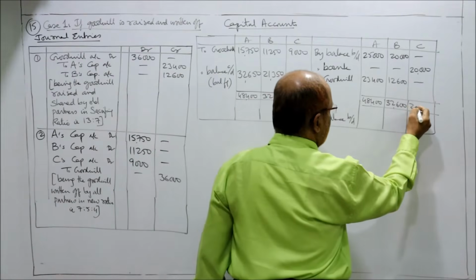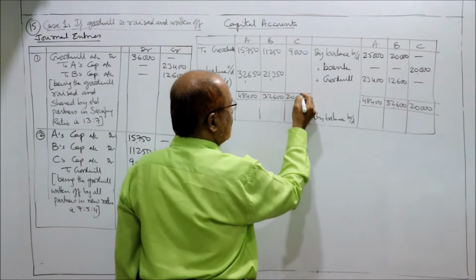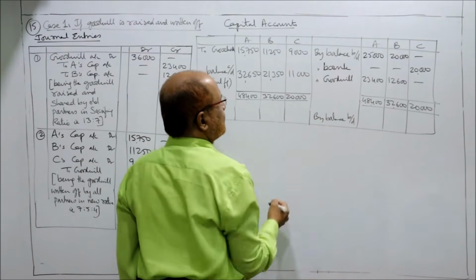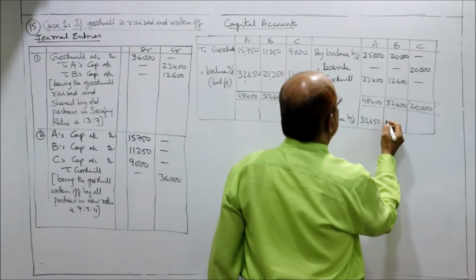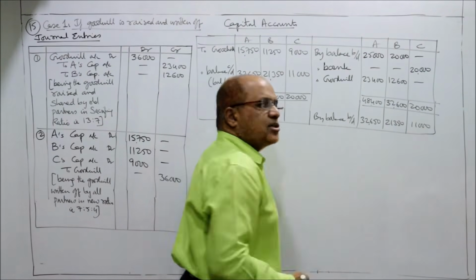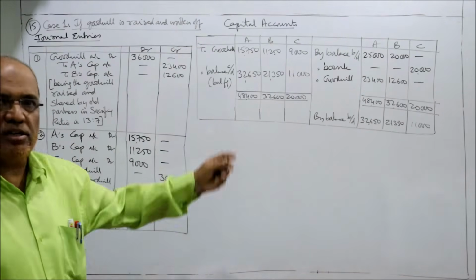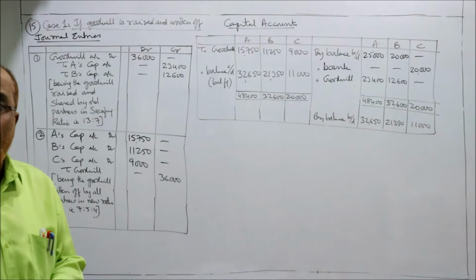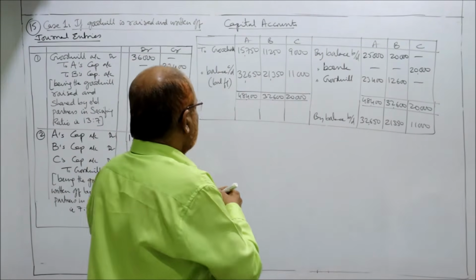Here the total is 20,000. 20,000 minus 9,000, 11,000. That's all. It is asking you to make the journal entries and ledger accounts. This is the journal entry and this is the ledger account. Now it is asking you to make the balance sheet. So we'll make the balance sheet.